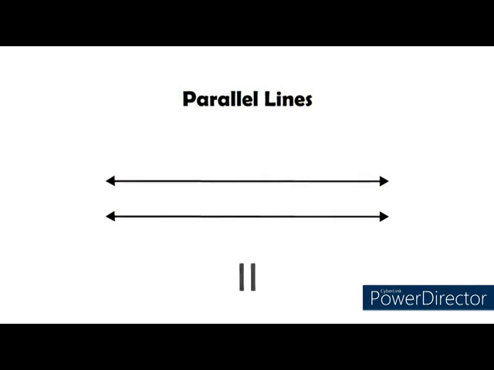Now we are going to represent parallel lines. You see there are two parallel lines given here, GH and KL. GH is parallel to KL is represented like this.